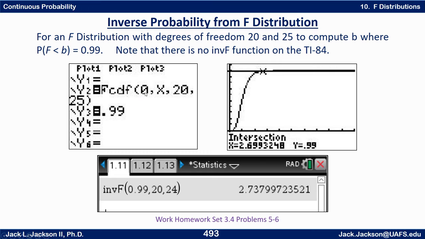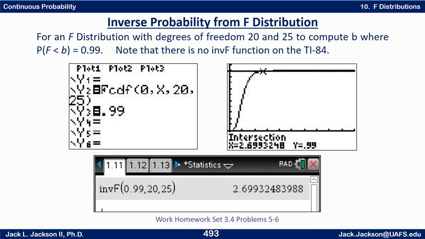We just put in FCDF from 0 to X, give it the two degrees of freedom in order, 20 and 25. The cumulative probability is 0.99. That's the probability to the left. That's going to be a line way up here at the top. Find where the two cross by doing a calc intersection. You get 2.699. Okay, it says 24 instead of 25. Let me fix that.